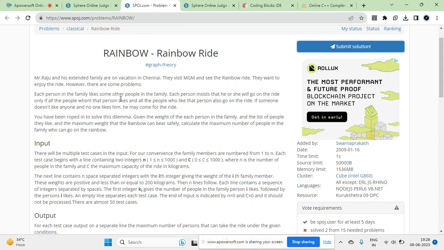So does it move towards an undirected graph? If someone doesn't like anyone and no one likes him, he may come for the ride. Okay, you have been dropped into this dilemma. Get the weight of each person and the list of people. This is the main part: the maximum weight of the rainbow ride should not exceed the limit of capacity. This is the capacity of the ride.